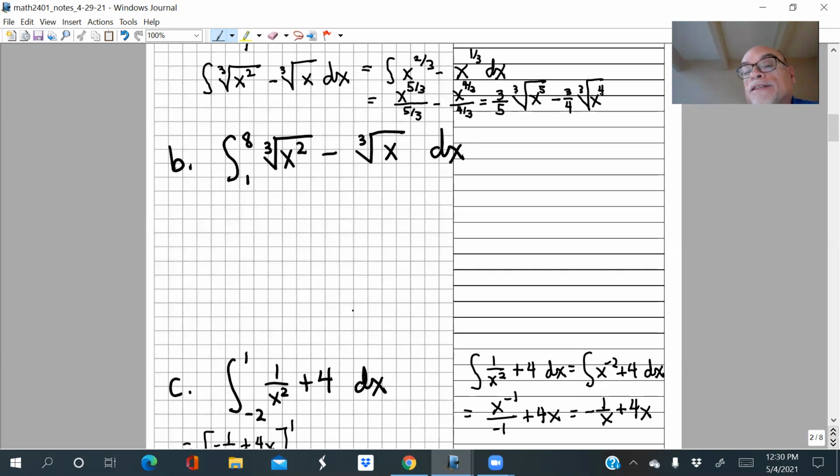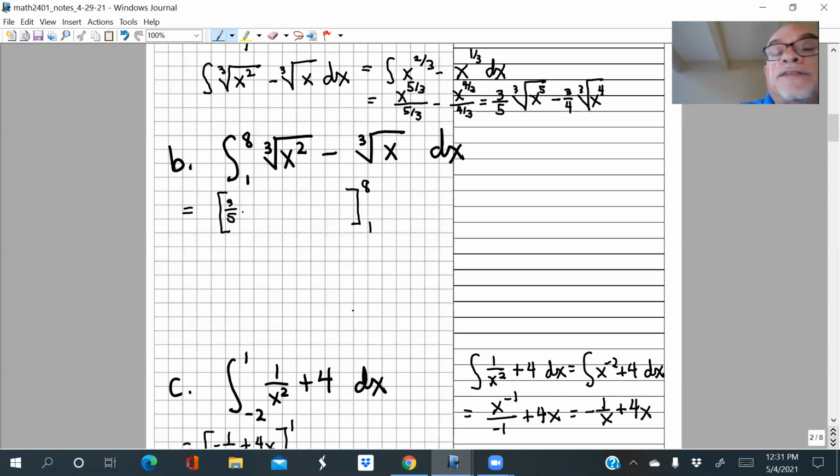Well, that's not the prettiest antiderivative in the world, but that's it, okay? So that's now what we will use in our fundamental theorem of calculus. Remember, what you do with the antiderivative is evaluate it at your 2 limits of integration, 1 and 8, and then take the difference of those 2 quantities, right?